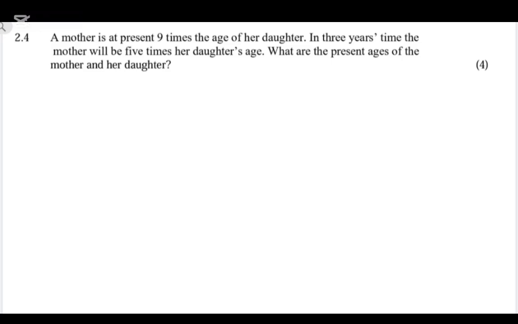So moving on to 2.4, they say a mother is at present 9 times the age of her daughter. In 3 years' time, the mother will be 5 times her daughter's age. What are the present ages of the mother and her daughter? So these types of questions, guys, are very, very tricky because they don't teach this at school. You're just going to find them in your exam, just like this one.